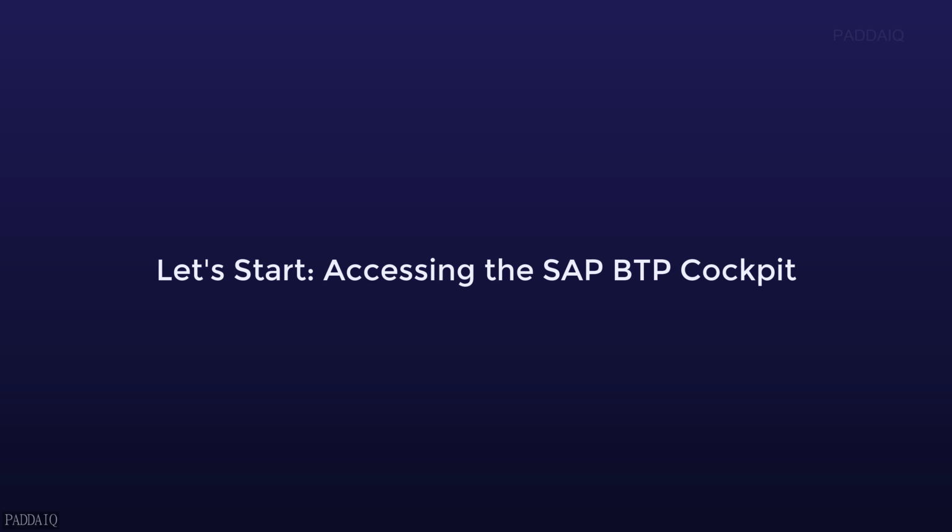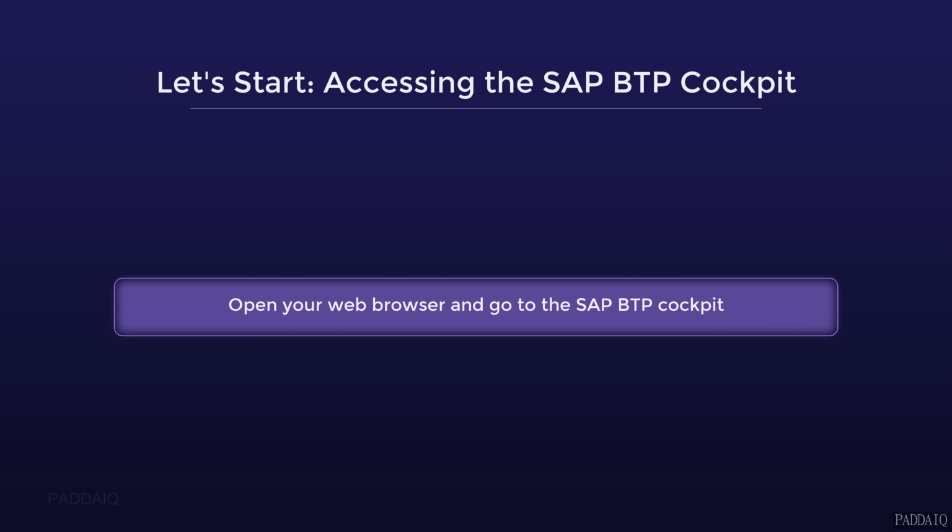Accessing the SAP Business Technology Platform cockpit. Open your web browser and go to the SAP BTP cockpit. This means using a browser like Chrome to navigate to the central web interface for managing your SAP cloud services. For example, just as you visit a company website to access information, you go here to manage your applications and resources. This is your starting point for all BTP activities.